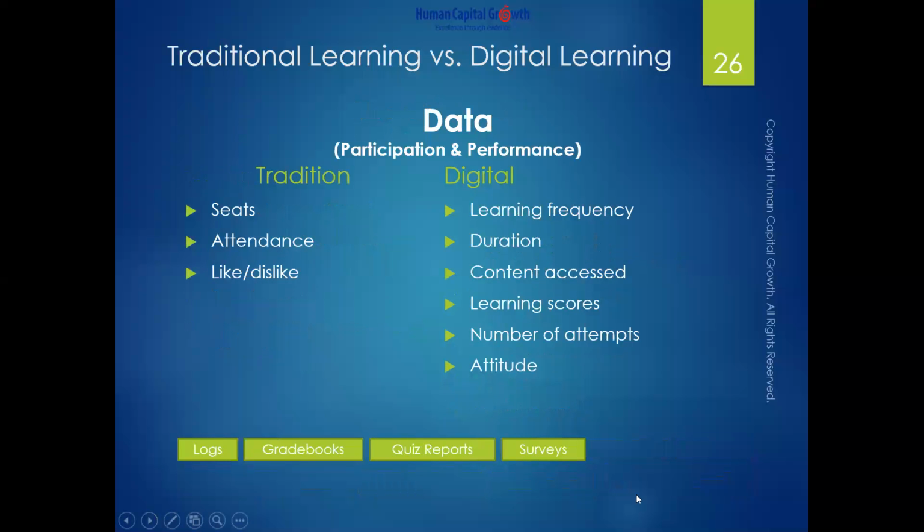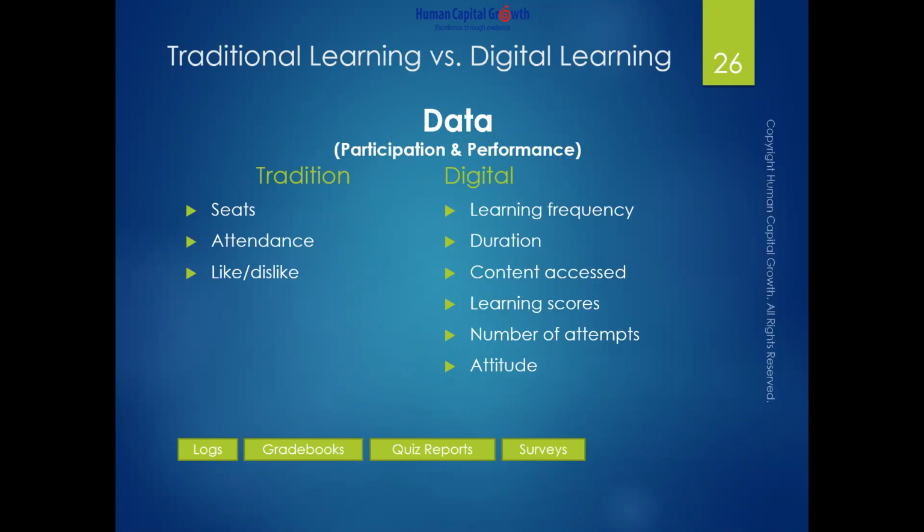And then the final piece that I want to talk about in terms of what do you really digitize and how you digitize is the data, the type of data. And this is another huge benefit of digitization. It's what allows the administrator to focus in on where attention is required. In the traditional approach, the data that was typically collected is on the number of seats that are filled in the training program, the attendance, and then maybe a small sheet of what people like, dislike.